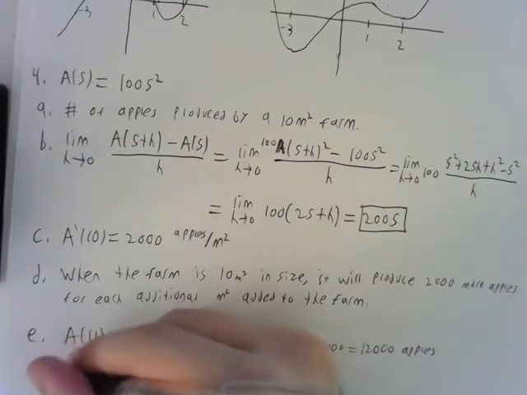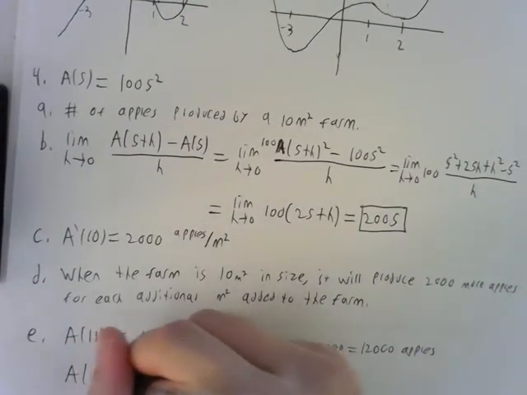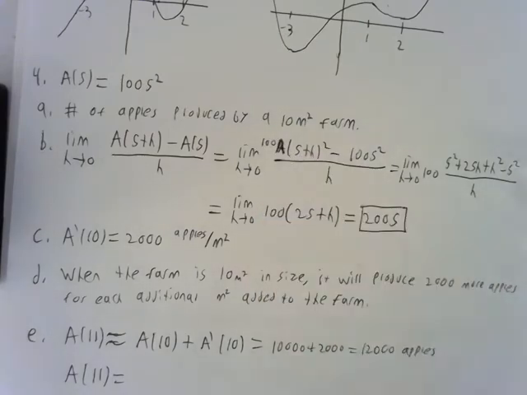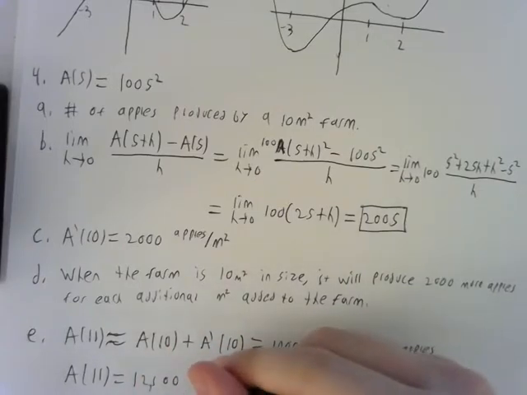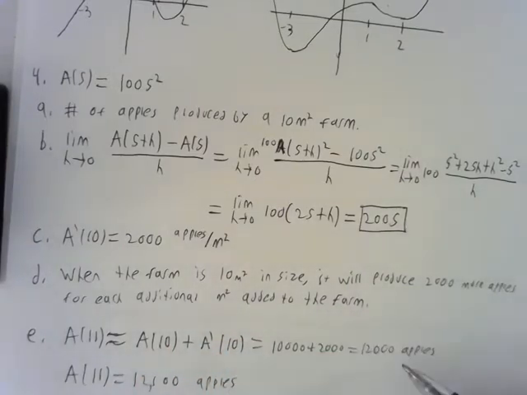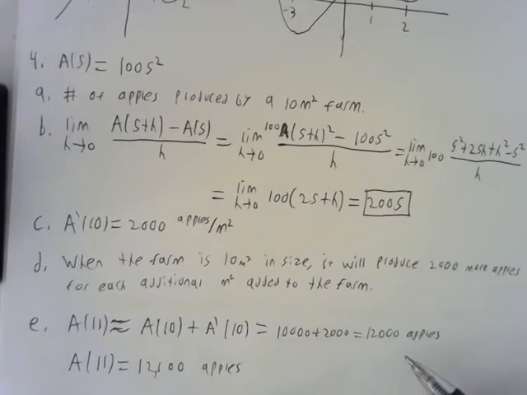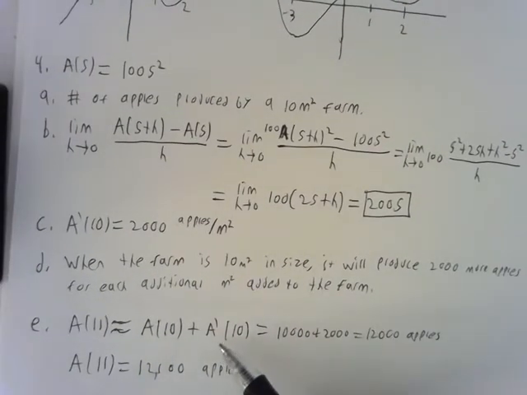And we can compare this to the actual value of A of 11 gotten by plugging into this equation. So let's say 11 squared is 121, so then we multiply that by 100. We get 12,100 apples. So we see that the prediction was a little bit off because this rate of change was not constant between S equals 10 and S equals 11.